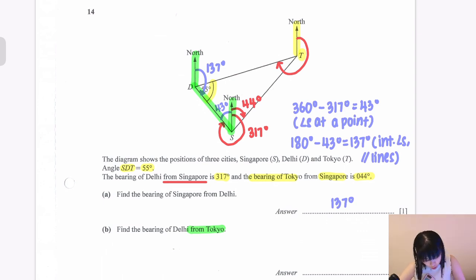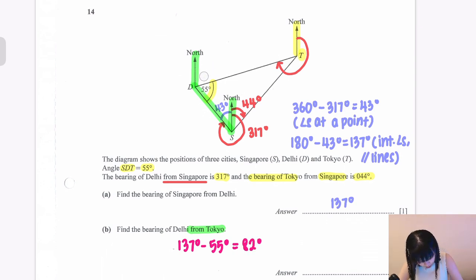So what can you do first? If you take a look, 137 and 55, we can first minus them. 137 minus 55 degrees, I will have 82 degrees, because they are right next to each other. So I will get 82 degrees here. Why do I want to get to this value? So that I can use interior angles.